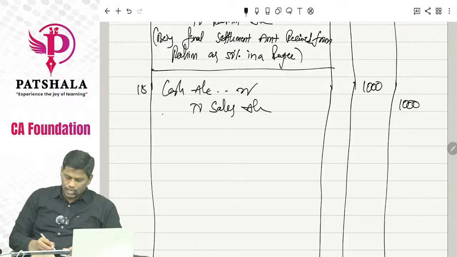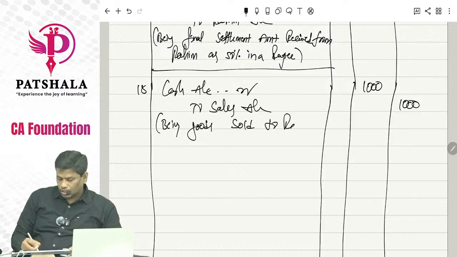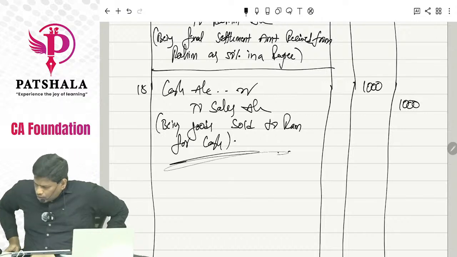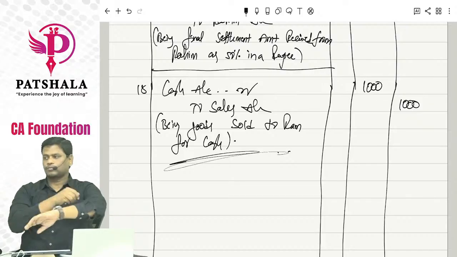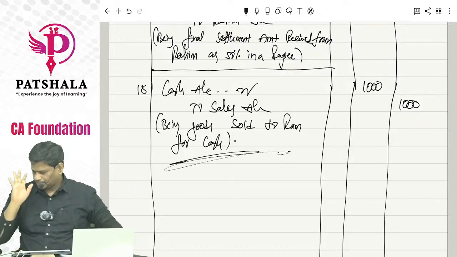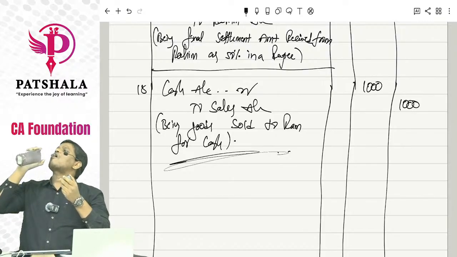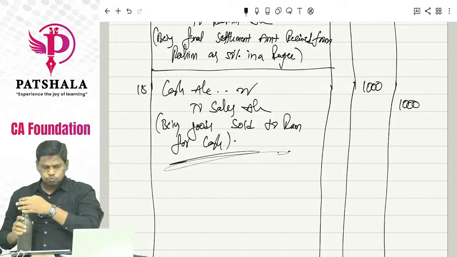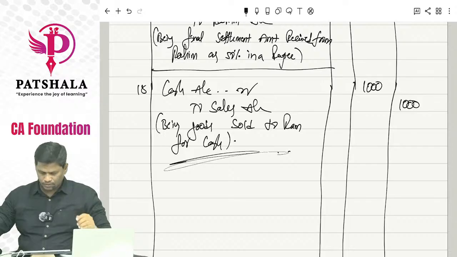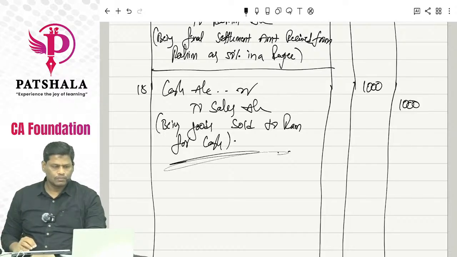ఓకేనా? రైట్. Being goods sold to Ram for cash. Okay na? Done. This you know, this is journal.